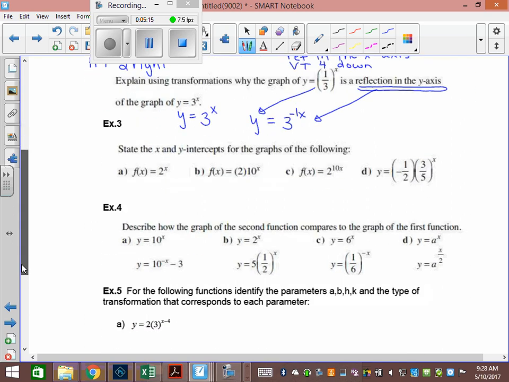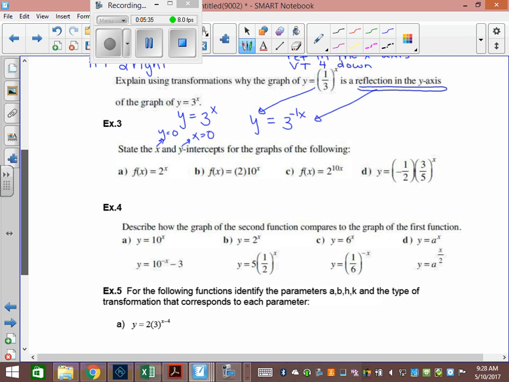Number 3, state the x-intercepts and y-intercepts. Whenever you hear x-intercepts, you should always think what? Graph it. Y equals 0. And whenever you hear y-intercept, you should think x equals 0. So for each one, we're going to do the y-intercepts first.